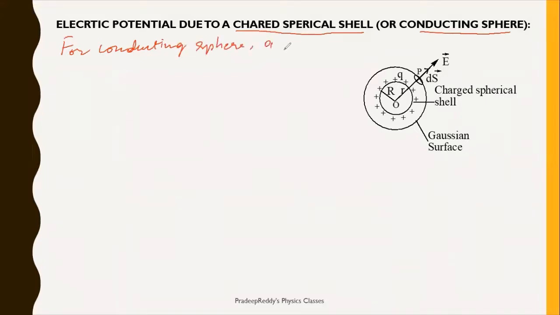Q inside is equal to 0, but V is not equal to 0. Remember this twist. Electric field inside the conducting sphere is 0, but electric potential inside the conducting sphere is not at all 0. And this is a twist here. You need to remember this carefully.